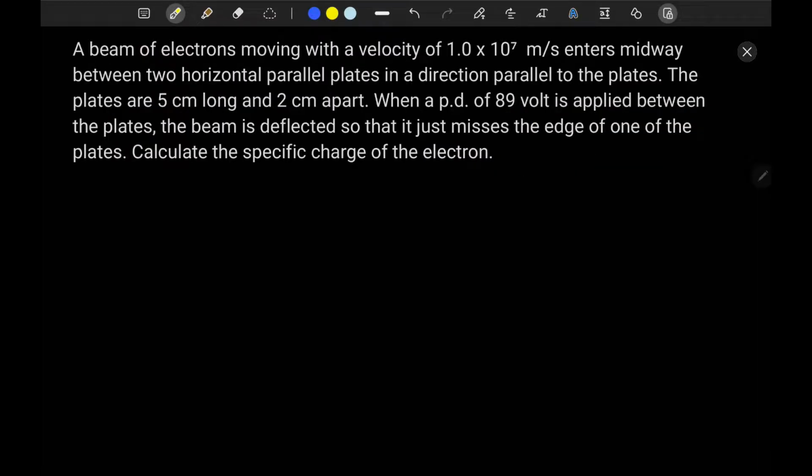Now let us start with the third question. A beam of electron moving with a velocity of 1 into 10 power 7 meter per second enters midway between two horizontal plates in a direction parallel to the plate. The plates are 5 cm long and 2 cm apart. When a PD of 89 volt is applied between the plates, the beam is deflected so that it just misses the edge of one of the plates. Calculate the specific charge of the electron.